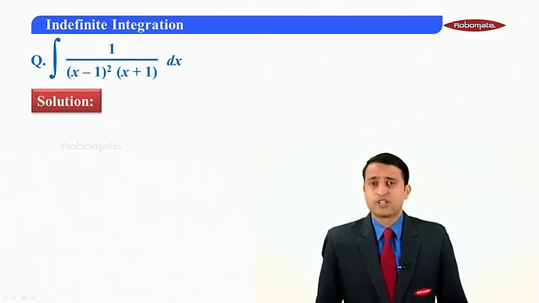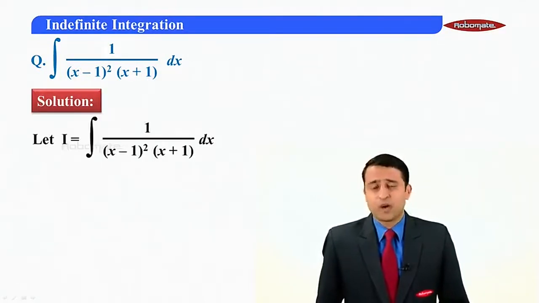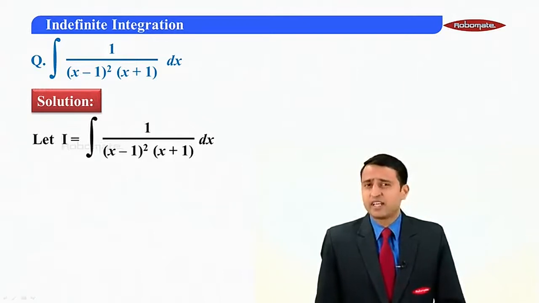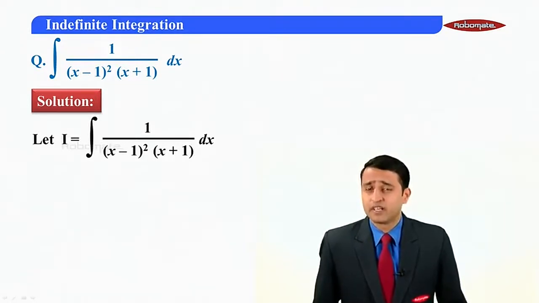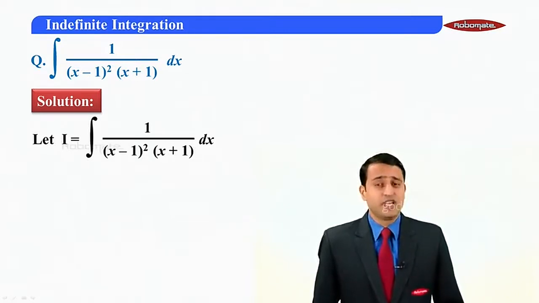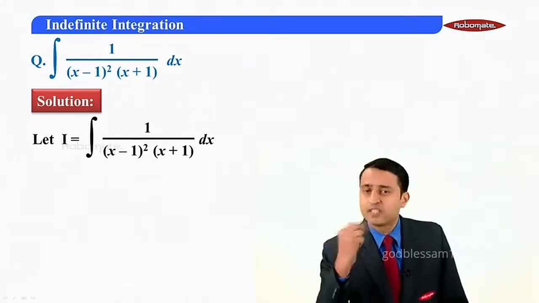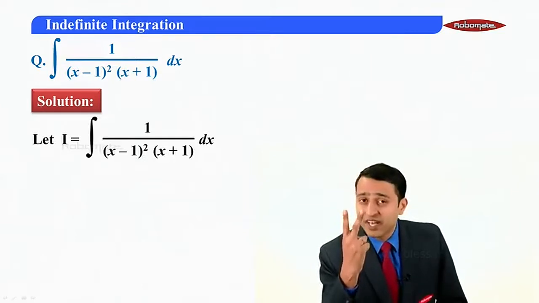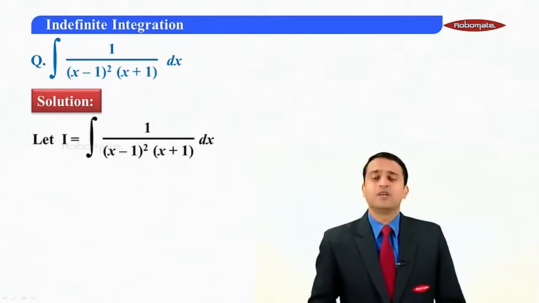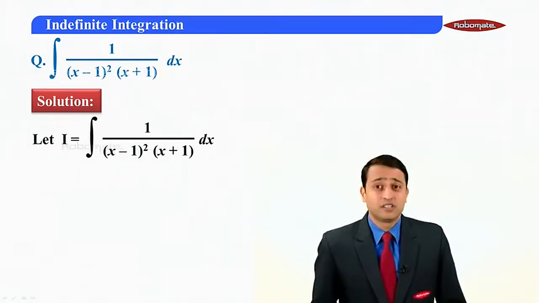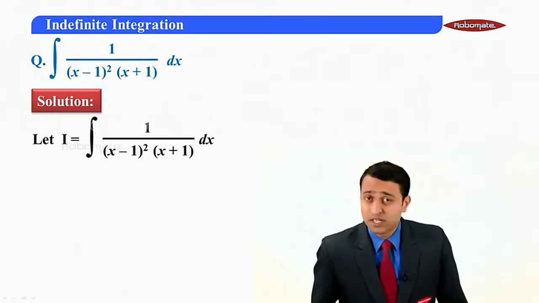Let's see the solution. Now my dear students, after I copy the question, I realize that I have an (x minus 1) the whole square in the denominator. x minus 1 is linear, but it is repeated twice. I have two terms which are x minus 1 and x minus 1. So I need to adjust. I need to do something about it.